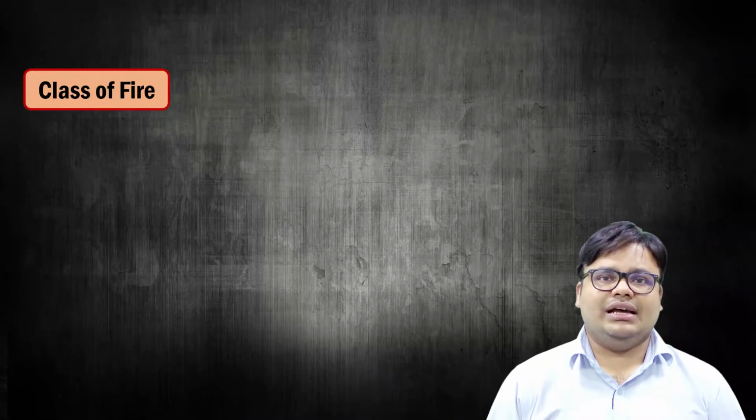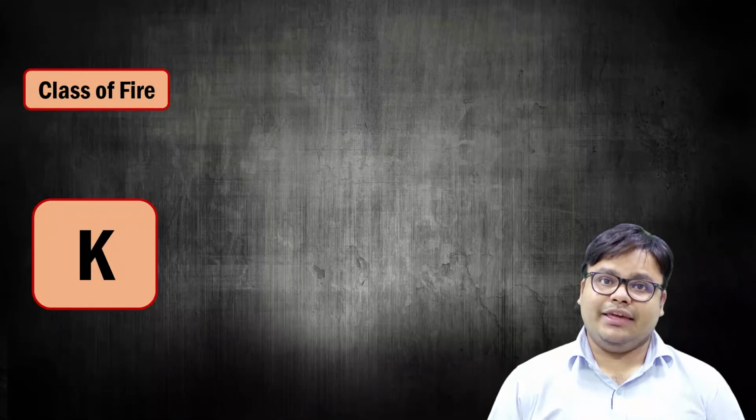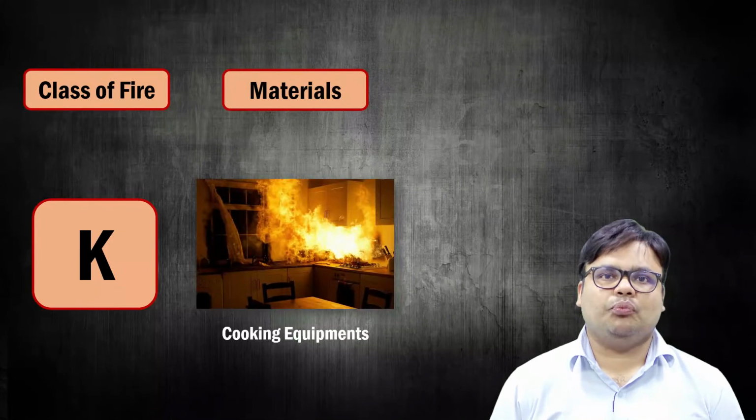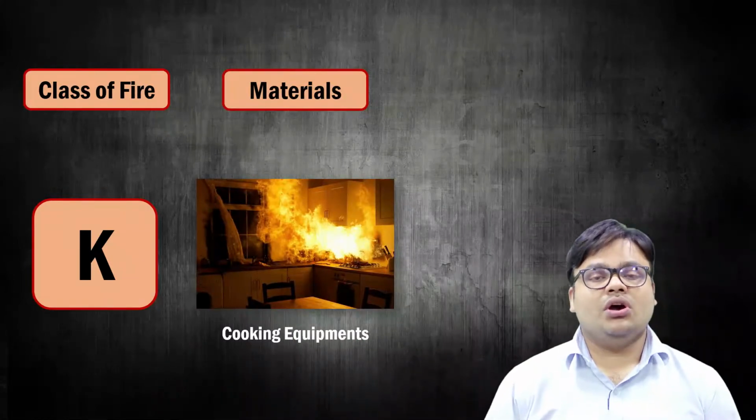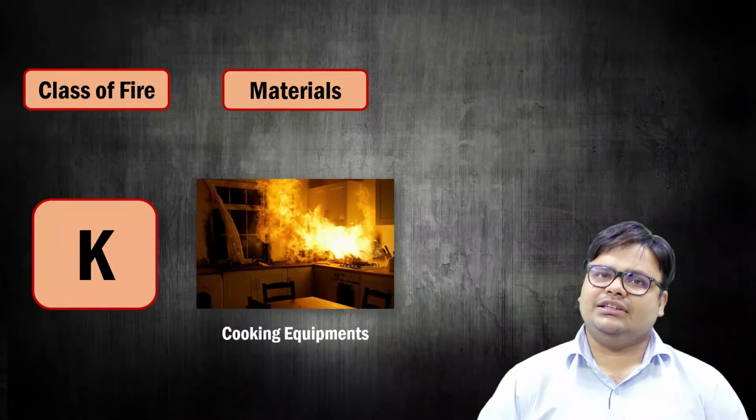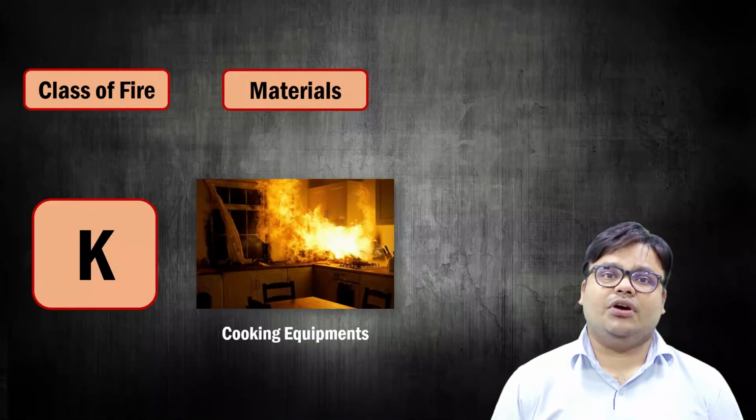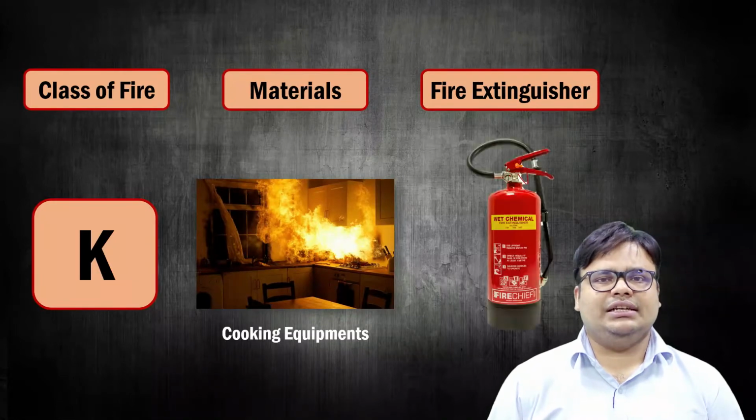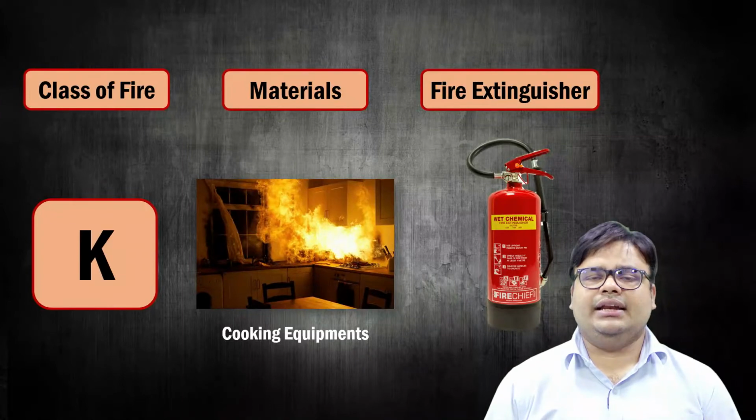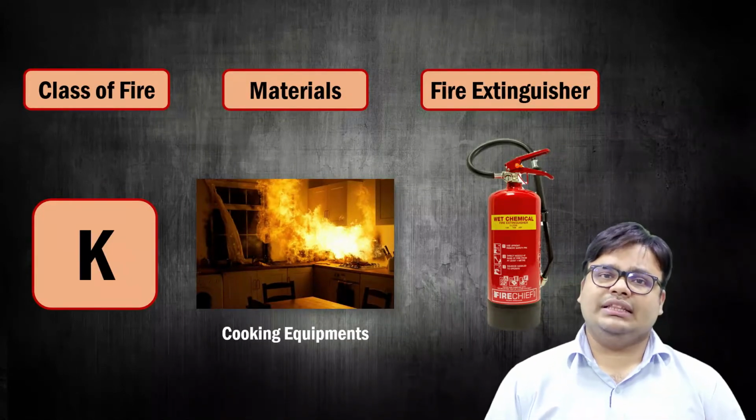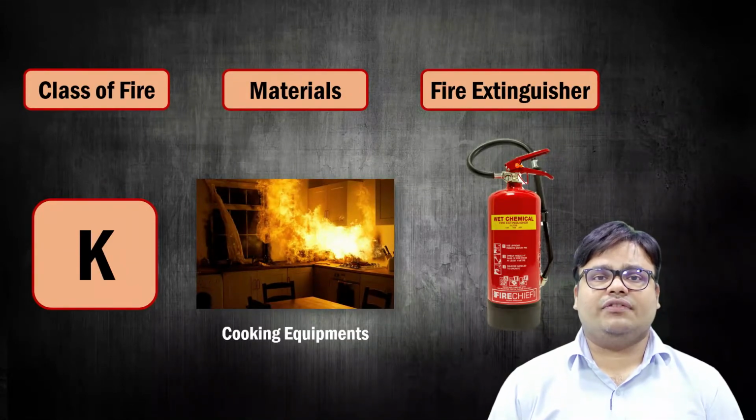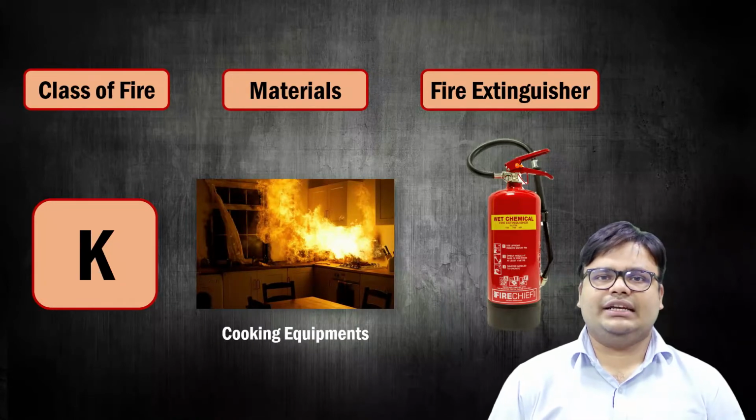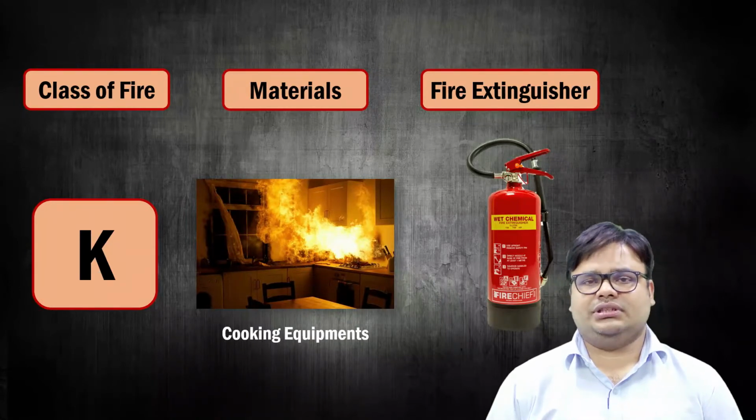Then moving on to the last one, generally called class K. If the fire source is cooking equipment, commercial cooking equipment or a kitchen fire, such fires come under the category of class K, and for this type we should use the K type fire extinguisher. It will have K written on it, and in some countries this K is also known as class F. So don't get confused, F and K are similar types.